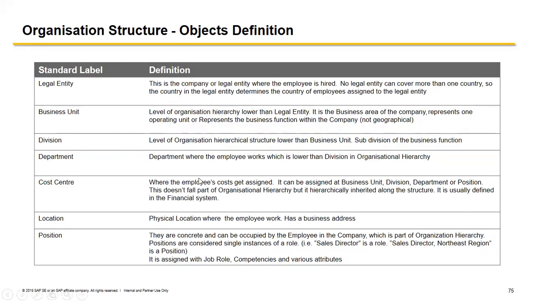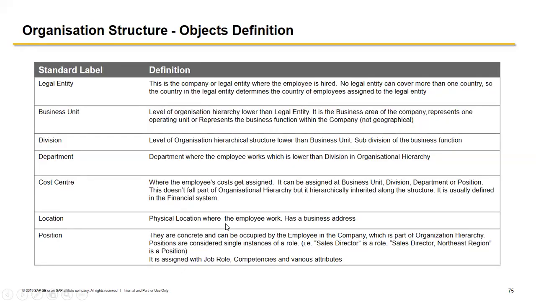Cost center, where the employee's cost gets assigned, and it can be assigned at business unit level, division level, department level, or at position level. This does not form part of the org hierarchy, but it is hierarchically inherited along the structure, and it is defined in the financial system. These cost centers are maintained in the finance system by finance people. Because these are to be assigned to employees, they will share the cost center details, and we have to maintain them at the employee level.